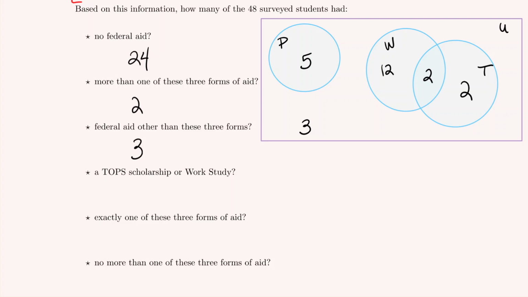Now, we need to interpret the next one carefully. When they say TOPS or work study, that's translated to the number of individuals in the set that's represented by T union W, because the word or becomes the union symbol. Now, in terms of the set T union W is all of this. So to count how many people are in that group, we would say 12 plus 2 plus 2, that's 16. So the answer here should be 16.